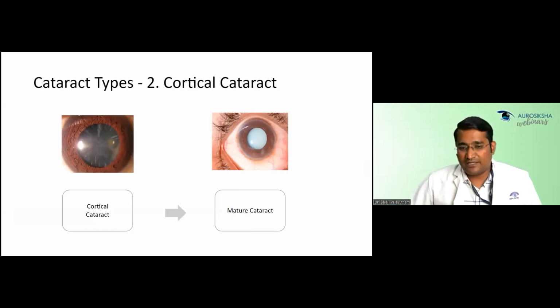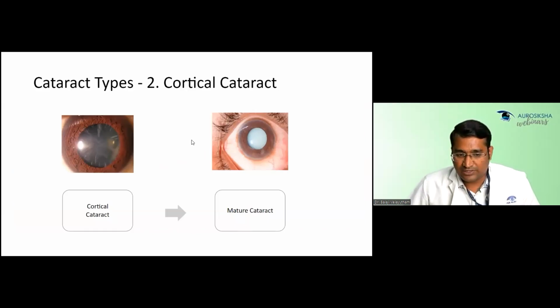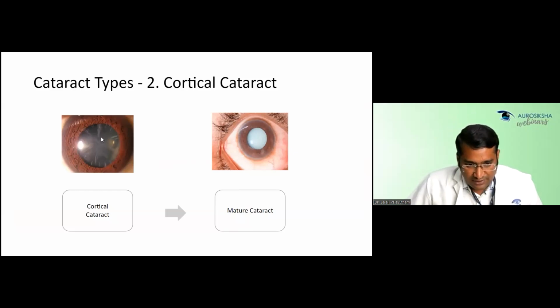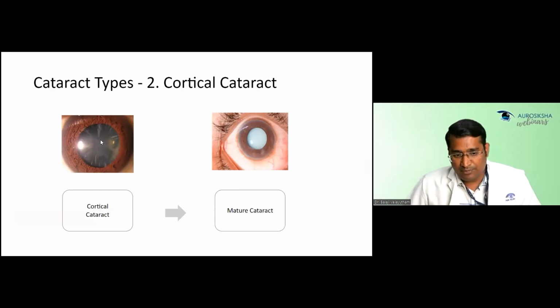Now coming to the second type, the cortical cataract. As you can see, the opacity is not in the center of the lens, it is more in the periphery, and these opacities are wedge-shaped. So such a cataract is called a cortical cataract. If a patient doesn't undergo surgery at this stage, it progresses into a mature cataract.